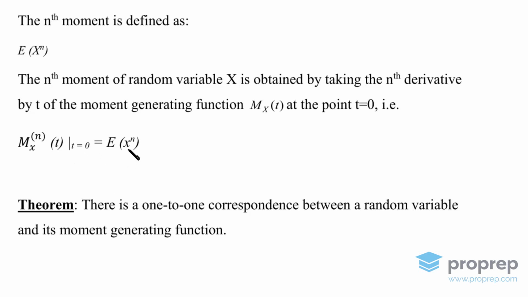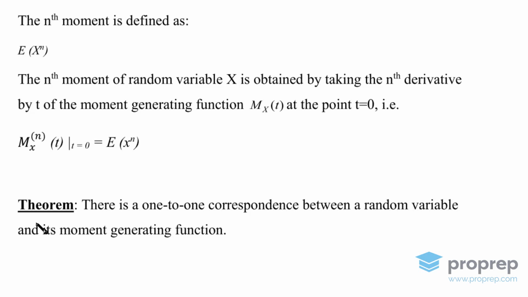For example, if we're taking the first derivative, then we'll get the expectation of X to the power of 1, or the expectation of X. Now, if we're taking the second derivative, then we'll get the expectation of X squared. Okay, that's all where t equals 0.